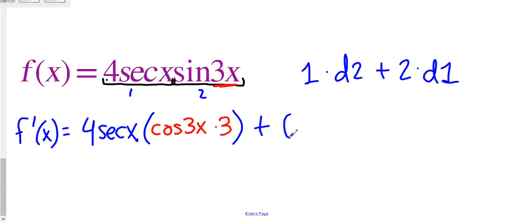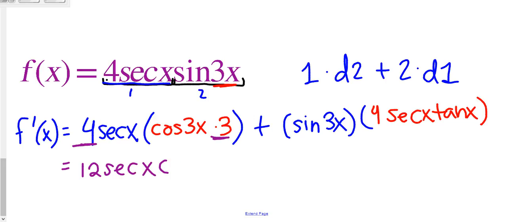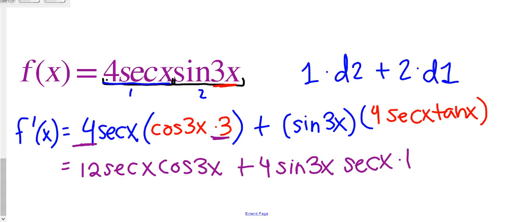plus the second. We leave that second one alone. So sine of 3x, whatever we took the derivative of in the first one, we don't in the second one. Then we do need to multiply by the derivative of the first. The derivative of 4 secant x, no chain rule necessary, no other product rule necessary, is 4 secant x tangent x. And finally, we can write that together. We will have 4 times 3, so we have 12 secant x cosine 3x plus 4 sine of 3x secant x tangent x. Yes, that is a long answer, but that is our answer.